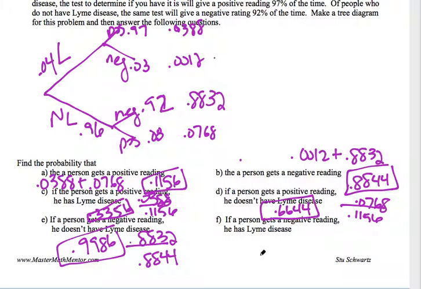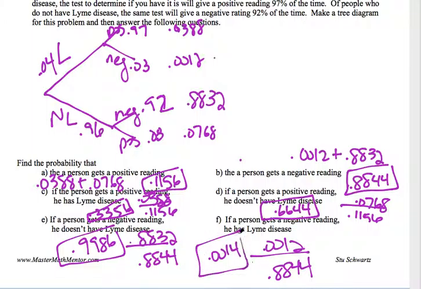Okay, last one. Person gets a negative reading. He has Lyme disease. Negative reading, 0.8844. And if a person gets a negative reading, has Lyme disease. Has Lyme disease, negative reading, 0.0012. Which is 0.0014. Okay, all right. There you go.